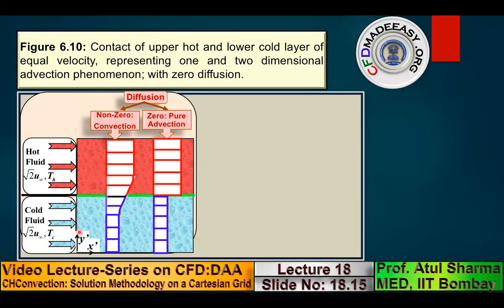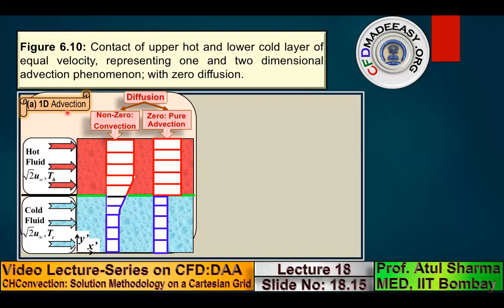So this is the situation. If you work in this coordinate system, shown here as x prime, y prime, then this becomes a 1D advection problem, because the upper layer is moving with a constant velocity and constant temperature. Each layer is moving with the same temperature. There is no change in the temperature between the hot fluid and the cold fluid at the juncture. So this is a 1D advection problem.